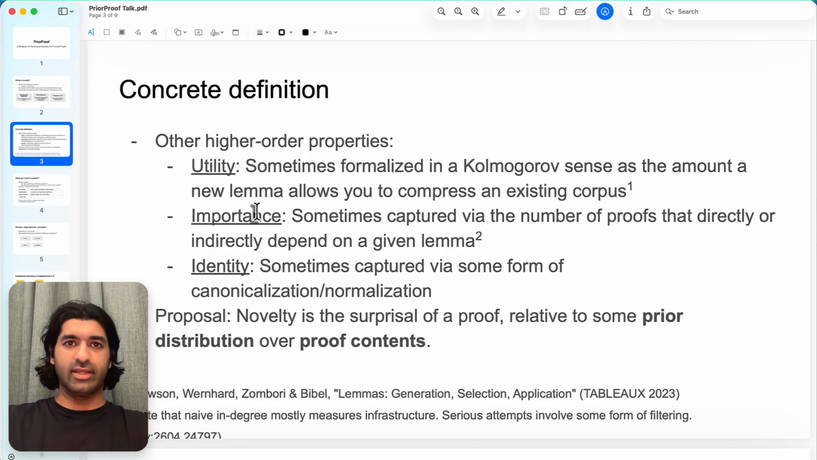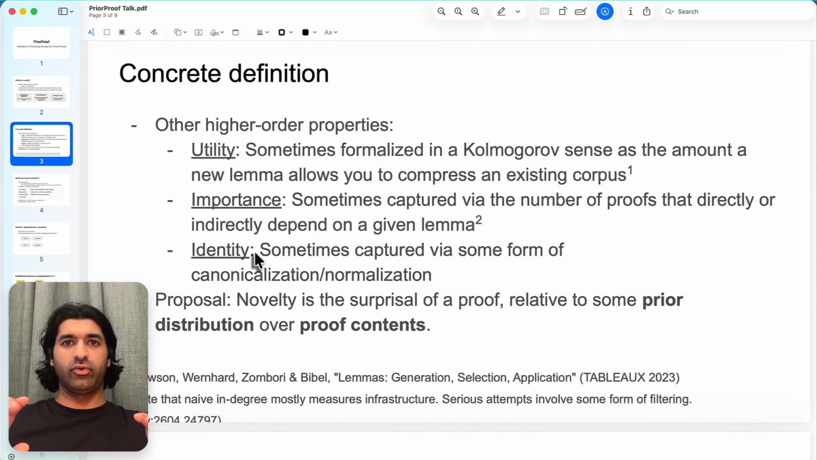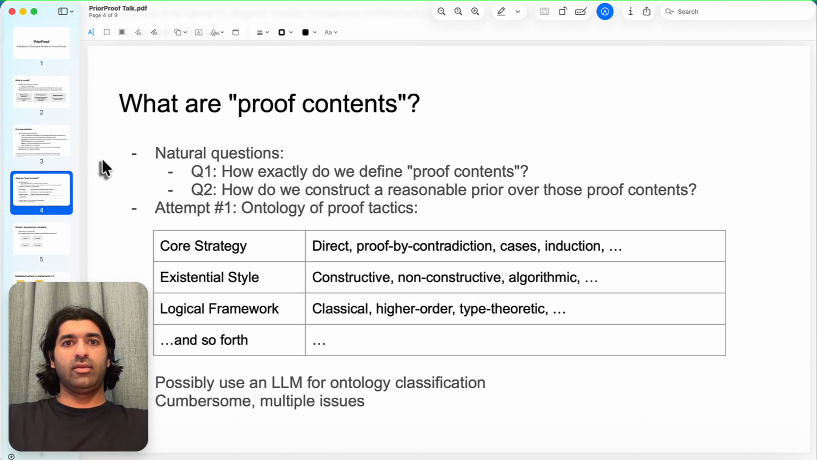There are concepts of identity for proofs. Maybe one proof takes a detour, but semantically it's actually identical to some other proof. So there are ways to normalize proofs and say that they're identical. My proposed definition for novelty is that it's the surprisal of a proof relative to some prior distribution over proof contents. That raises the question, what are proof contents? Because there are different ways that you might define that. And I think that a reasonable first approach is to basically create this ontology.